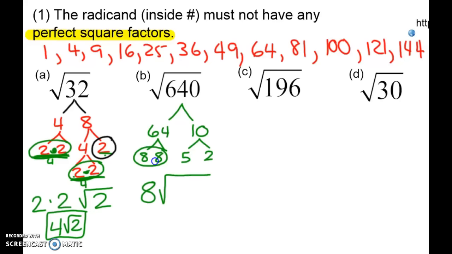Now on the inside, I have to write whatever I have left over. The 5 and the 2 didn't have a pair, so I couldn't find a pair to make a perfect square with them. So I'm just going to multiply them back together to give me 10. And so 8 root 10 would be my simplified answer for part B. This time I'm going to ask you to pause the video and try letter C and letter D. After you've tried them, resume the video and I'll have the solutions up.